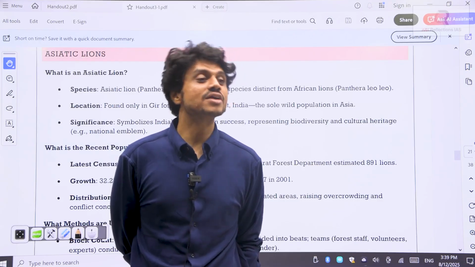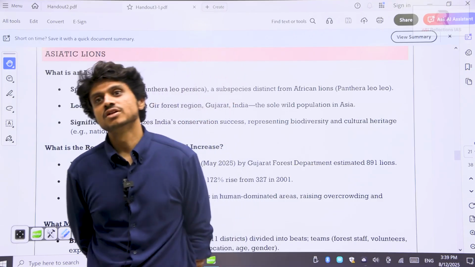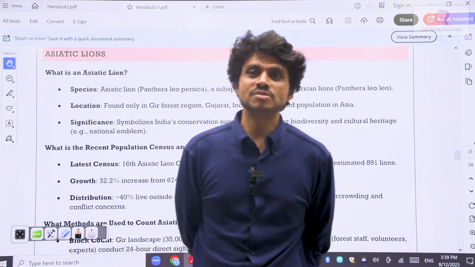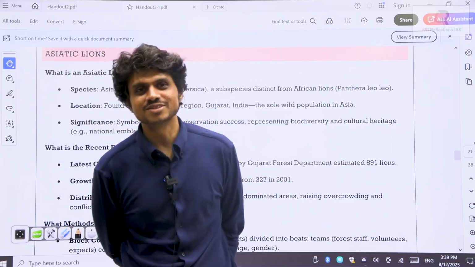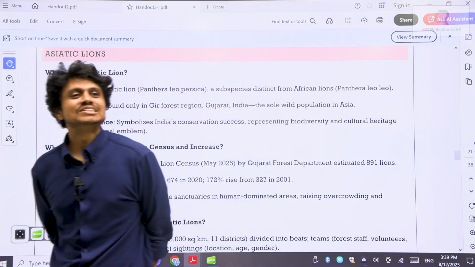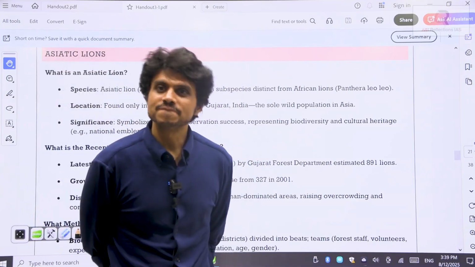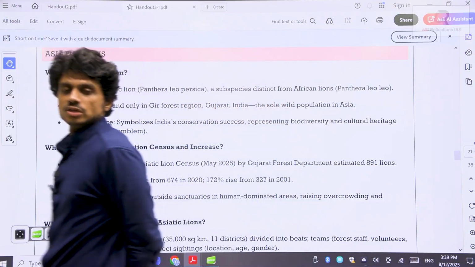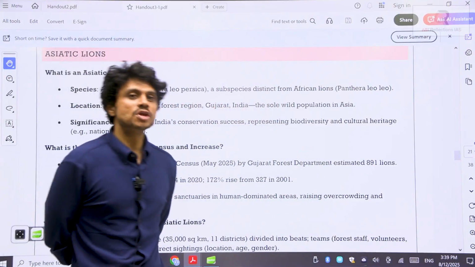I told you about grasslands, and I also mentioned the tribe's name there. The Maldhari tribe. The Adi tribe is in Arunachal Pradesh, and the Maldhari in Gujarat. There is no link. Okay, so you have the Maldhari tribe. They are taking care of the lions. So these are the Asiatic lions. They are only found in India.